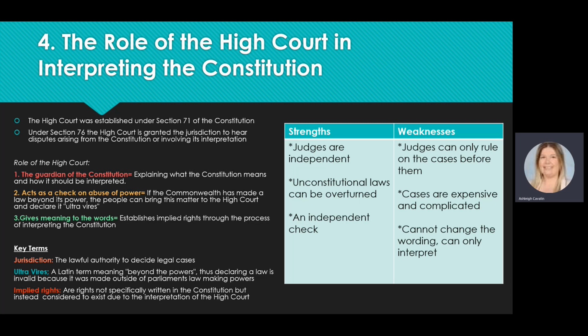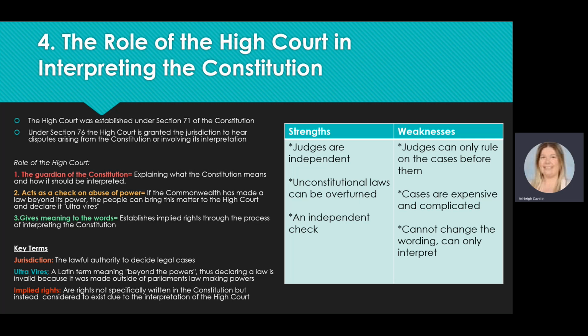Now, what is the role of the High Court? Firstly, the High Court acts as a guardian of the Constitution. It is their role to explain what the Constitution means and how it should be interpreted, particularly in relation to those rights we spoke about before. 2, the role of the High Court is to act as a check on abuse of power. So if the Commonwealth has made a law beyond its power, the people can bring this matter to the High Court to declare it ultra vires. So this is a method for us to be able to stand up against abuse of power.